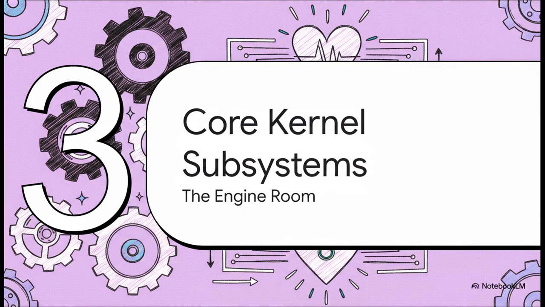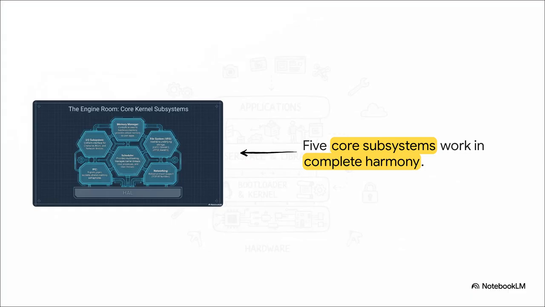Which brings us to Part 3, the core kernel subsystems. Welcome to the engine room. Moving just one level up from the HAL, we enter the beating heart of the system. I love calling this the engine room. Here you have 5 core subsystems working in absolute perfect harmony. You've got the memory manager handing out virtual memory to apps, the I/O subsystem giving us uniform interfaces for devices, the networking stack handling everything from Bluetooth to TCP/IP, the scheduler managing all the multitasking, and of course, the virtual file system.